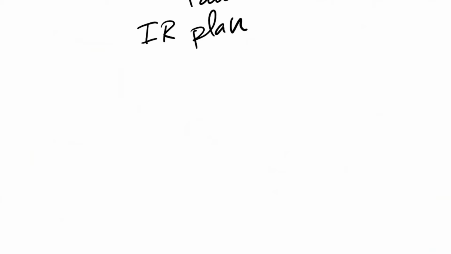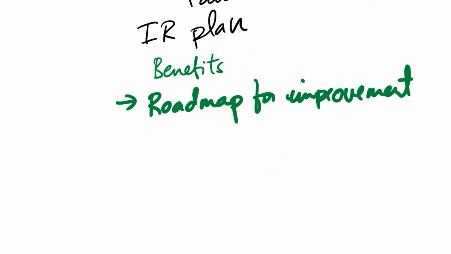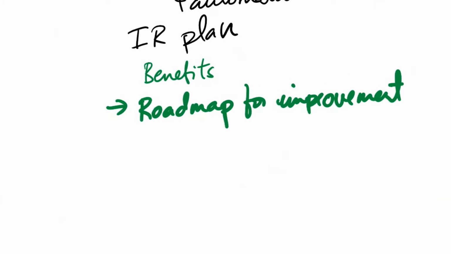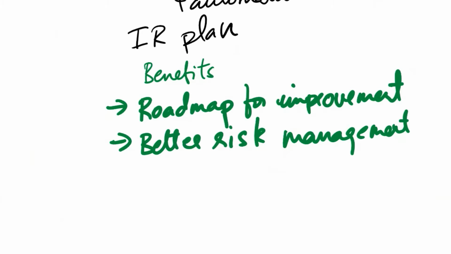Now let's see some of the benefits of using a vulnerability management maturity model. First one is a clear roadmap for improvement. That is, organizations can identify their current state and set goals for advancing their vulnerability management practices. Next, better risk management. As organizations progress through the maturity levels, they become more proficient at prioritizing and addressing the most critical vulnerabilities, reducing the overall risk.